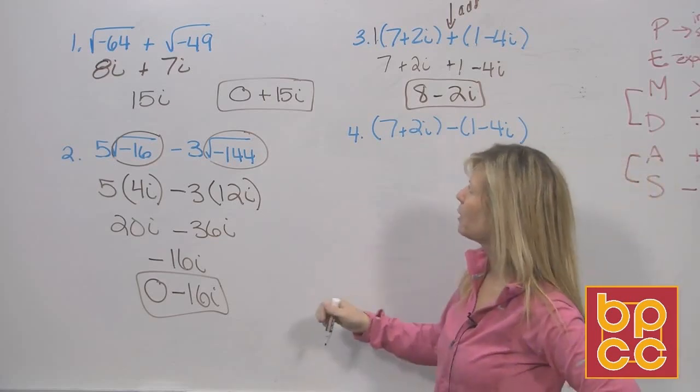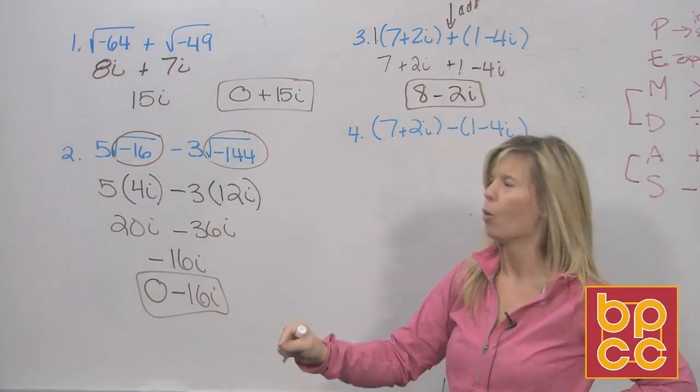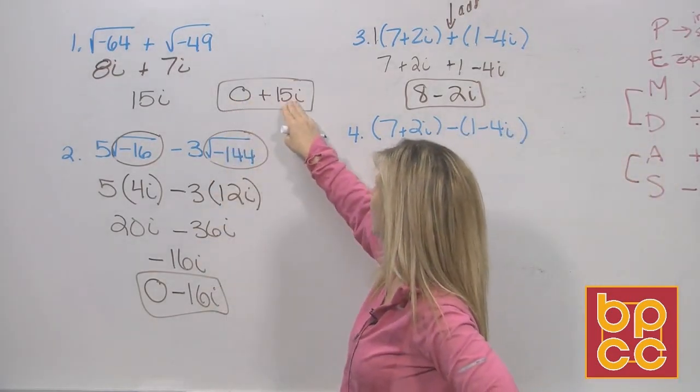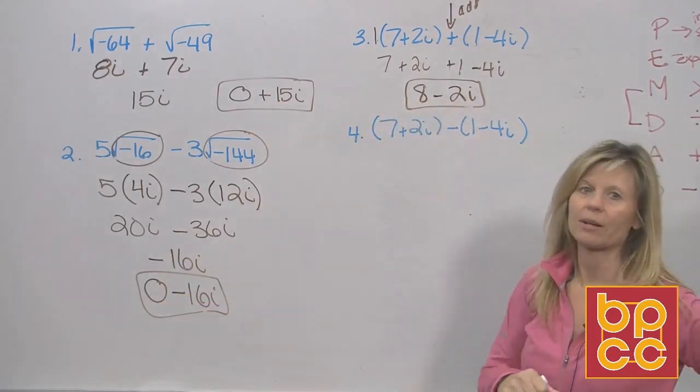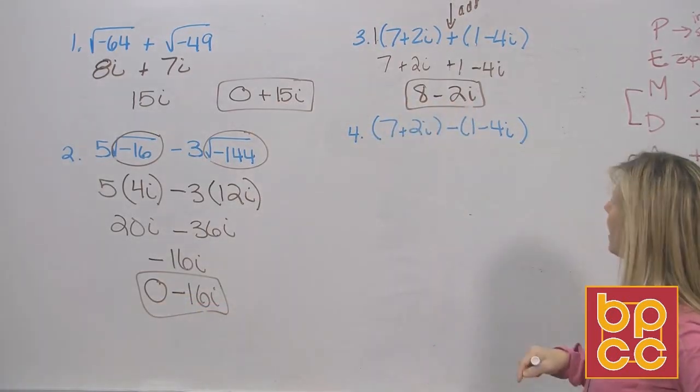Every answer has to be written in a plus bi form. A real number and imaginary. A real and imaginary. Let's go to the next one.